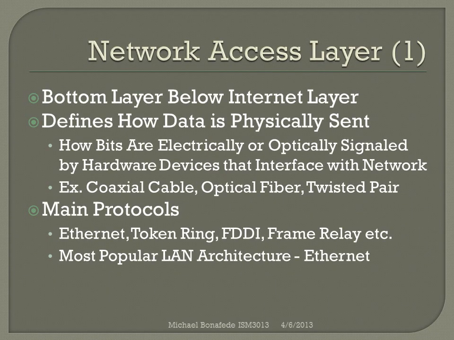The Network Access Layer 1 is the bottom layer below the Internet Layer. It defines how data is physically sent and how bits are electrically or optically signaled by hardware devices that interface with the network. Examples are coaxial cable, optical fiber, and Category 5 twisted pair. Its main protocols are Ethernet, token ring, FDDI, frame relay, to name a few. By the way, the most popular LAN architecture used today is Ethernet.